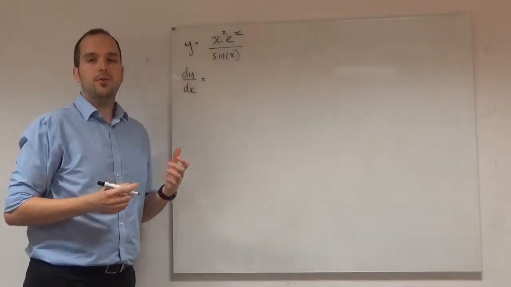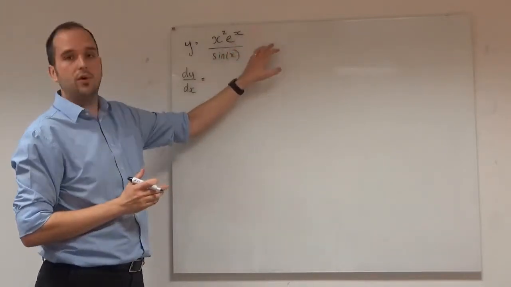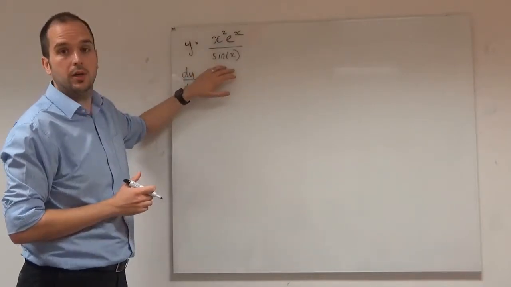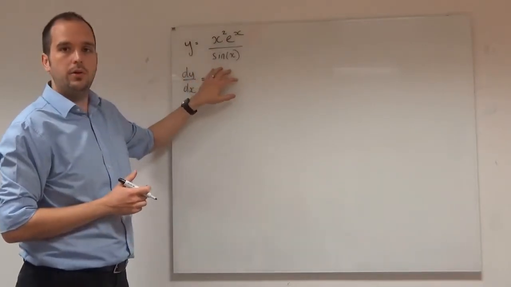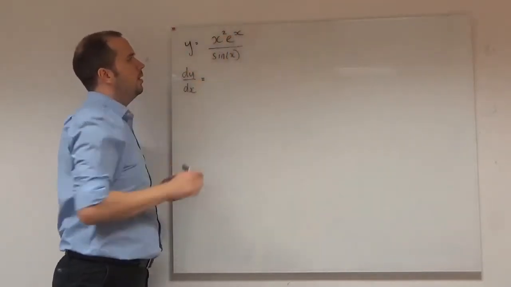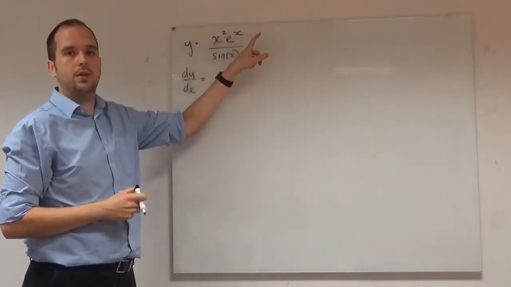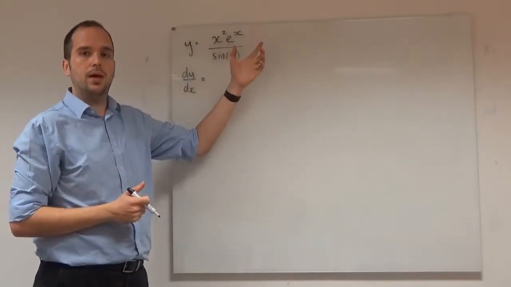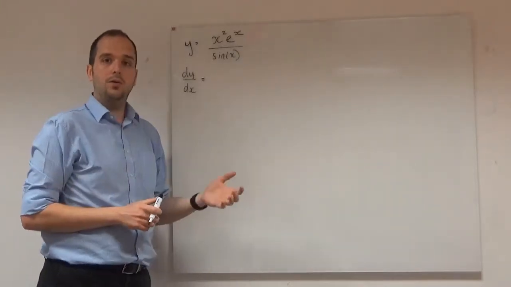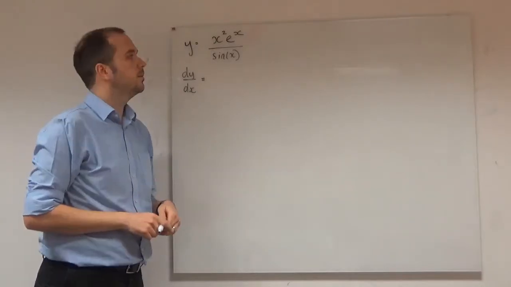Now you should recall from previous videos or from looking through the notes that this is in the form of a quotient, because we have one function being divided by another function. So we're going to be using the quotient rule. But we should see that the function in the numerator is an x squared times an e to the x. So that's a product as well. So to actually find dy by dx, we're going to have to use the quotient rule, and we're also going to have to use the product rule as well.